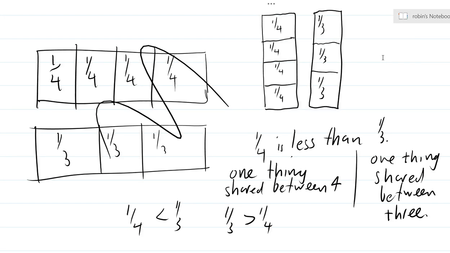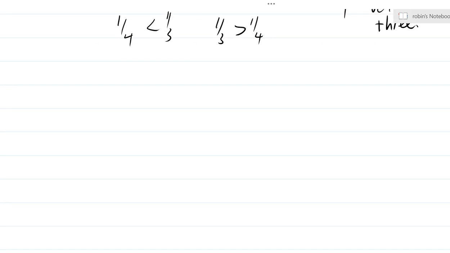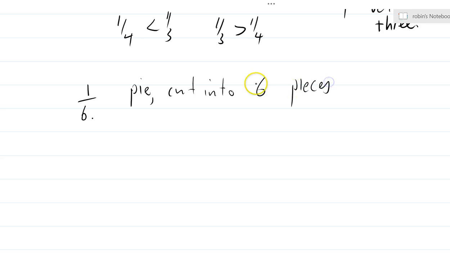Well, okay, we've done a little bit of fractions. We better do something a little bit more complicated, I guess. I'm going to talk about sixths. This is sixths. So you get the pie and cut it into 6 pieces. 6 equal pieces, I guess.